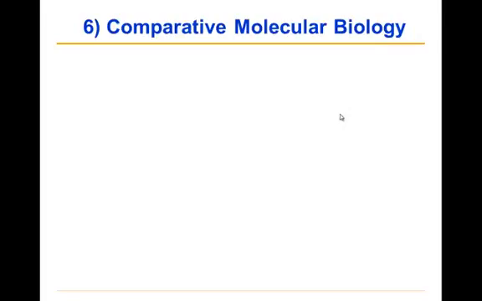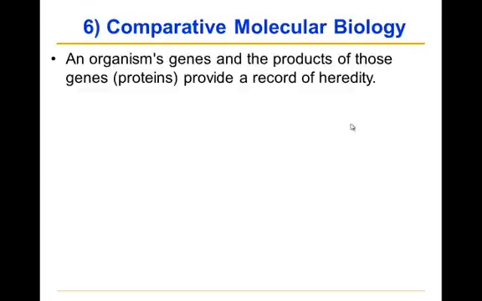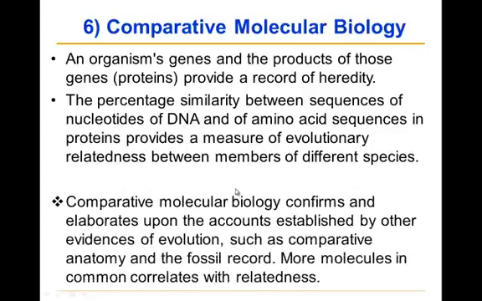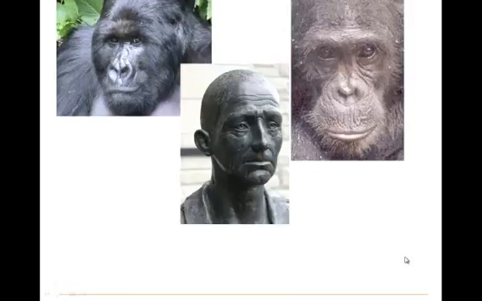All right, another line of evidence is comparative molecular biology. This says that an organism's genes and the products of those genes provide a record of heredity. So if you have more similar molecules, then you're more closely related. Especially we've looked at DNA and proteins, the sequence of amino acids, which are the monomers of proteins. And so we can see these things. So comparative molecular biology confirms and elaborates upon the accounts established by other evidences of evolution, such as comparative anatomy and the fossil record. More molecules in common correlates with relatedness.